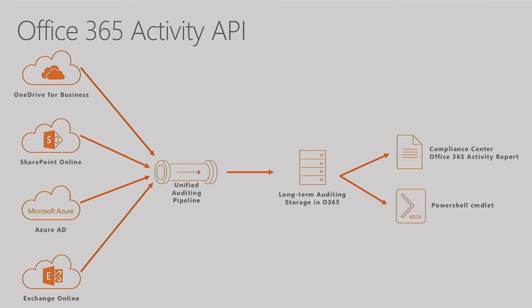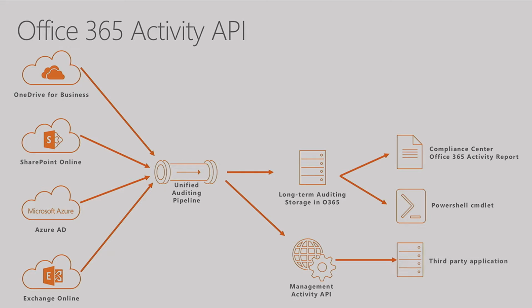Just a brief summary: on the left, you've got the various workloads, whether it's OneDrive, SharePoint, or Exchange. That's where the actual audit events are detected and logged. We route that through the unified auditing pipeline, and we put it in long-term storage where we can use it within Office 365 itself, for example, what you just saw from Jack. But we also make that data available through the Management Activity API so that a third-party application could get it.